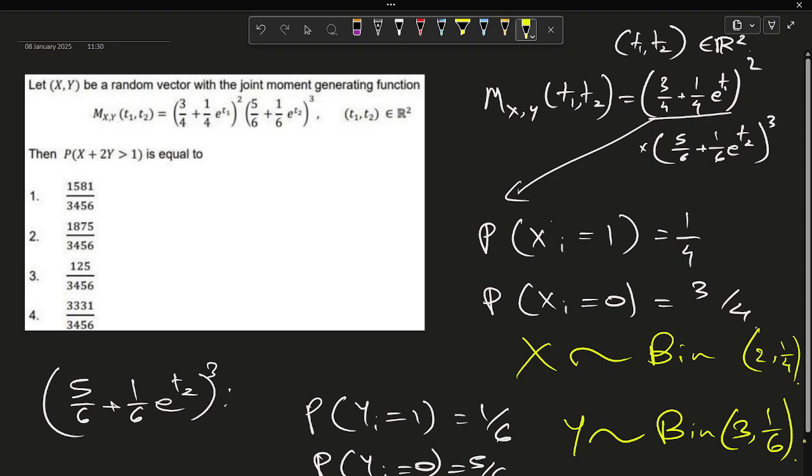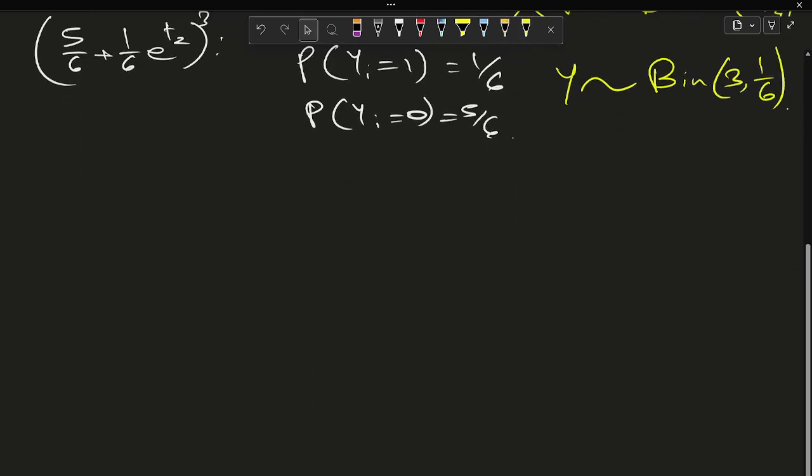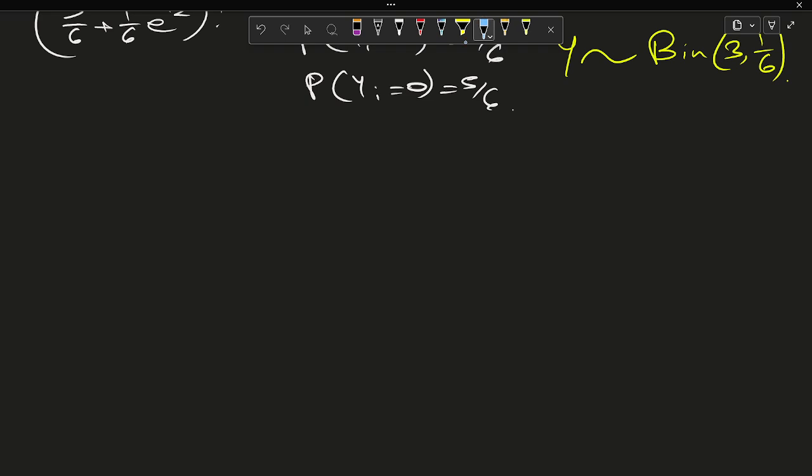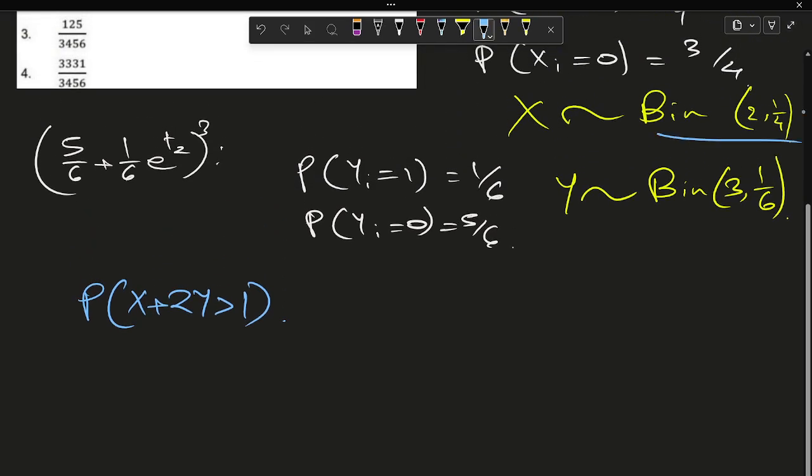Now we have to think about the distribution of X + 2Y, so we are tasked with finding the probability. Since X is binomial (2, 1/4) and Y is binomial (3, 1/6), we can derive their probabilities.